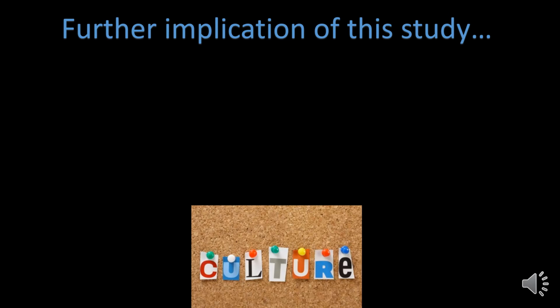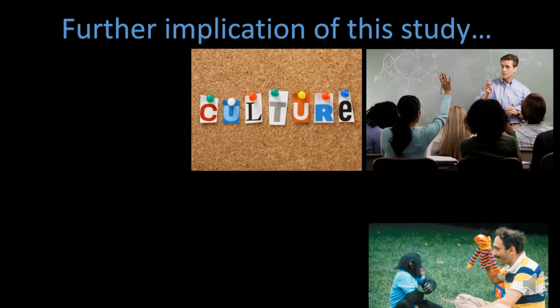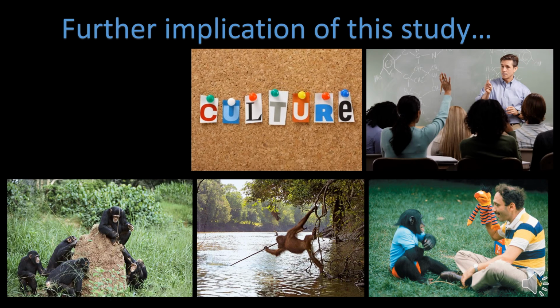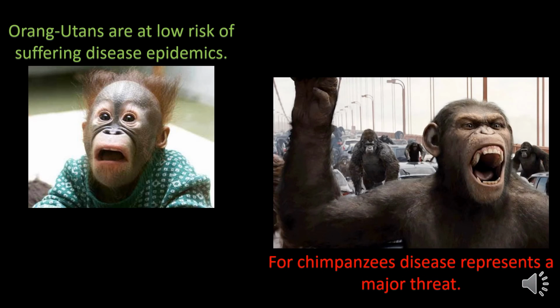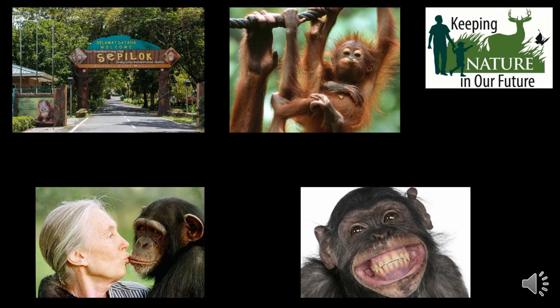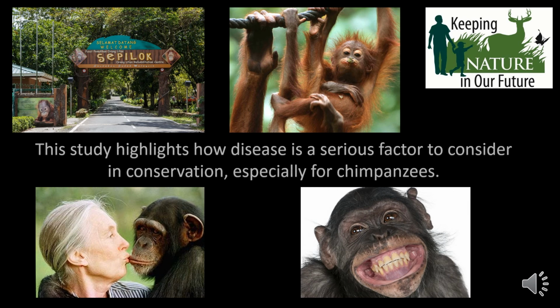Some further implications of this study are that it can tell us how cultural information is passed within a population of great apes. And to conclude, orangutans are at low risk of suffering epidemics, whereas in chimpanzees disease represents a major threat. This study highlights how disease is a serious factor to consider in conservation, especially for chimpanzees.